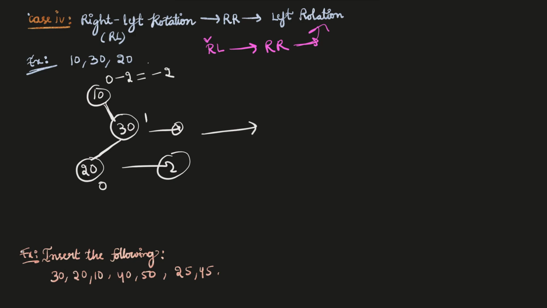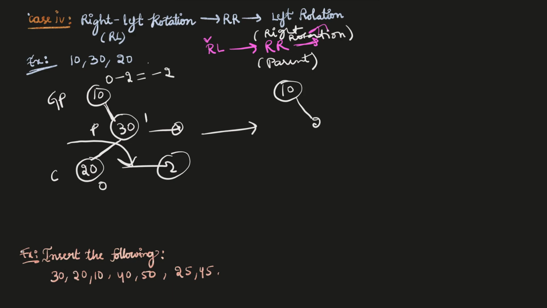Now we have to turn it into RR. Where do we do RR? At the parent again. See, this is the child, this is the parent, and this is the grandparent. At the parent, we'll do the right rotation. RR is nothing but doing the right rotation. So doing the right rotation is nothing but we'll rotate 30 to the right side of 20. So solving it, 10 would be as it is. Now, 20 would come at the top and 30 would be at its right.